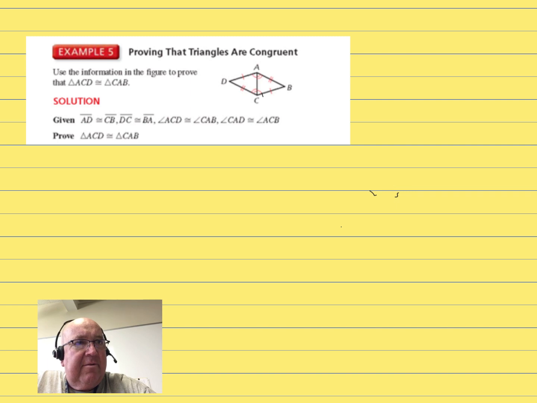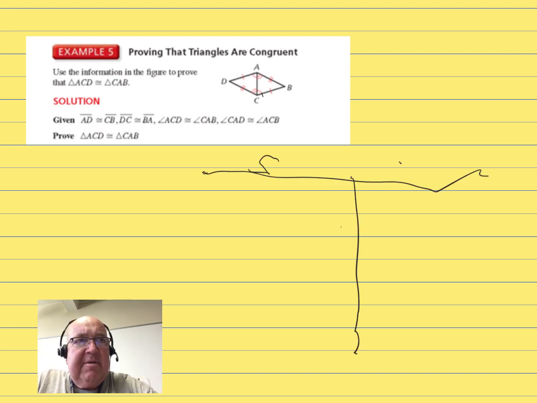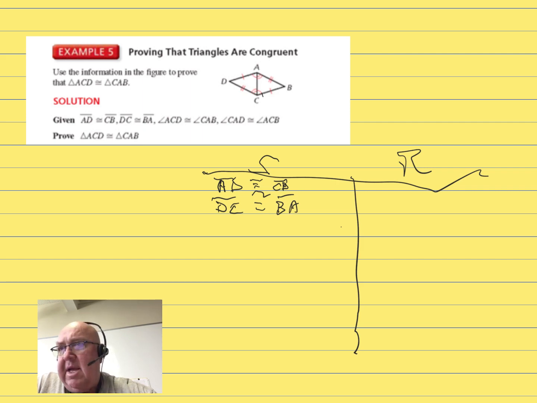Let me get some of my stuff out of the way. I'm just going to abbreviate S for statements, R for reasons. First thing we know is that segment AD is congruent with segment CB. We know that segment DC is congruent with segment BA, and we know that is given to us.